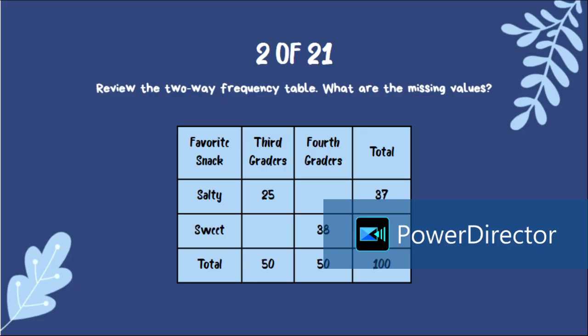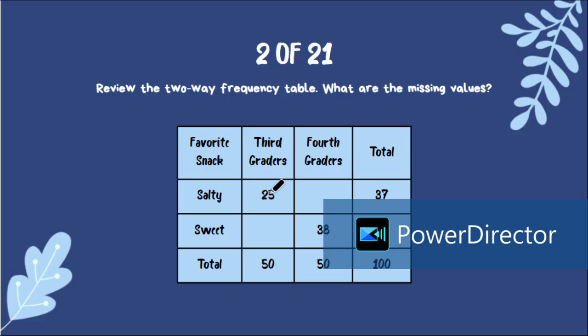Okay. Here's number 2. Review the two-way frequency table. What are the missing values? So this is just like an algebra problem. If you know that there's 25 third graders and there's going to be, oh, this one I can do. This isn't the actual problem. Okay, I'll walk you through it. I fixed this one so that I could show you an example.